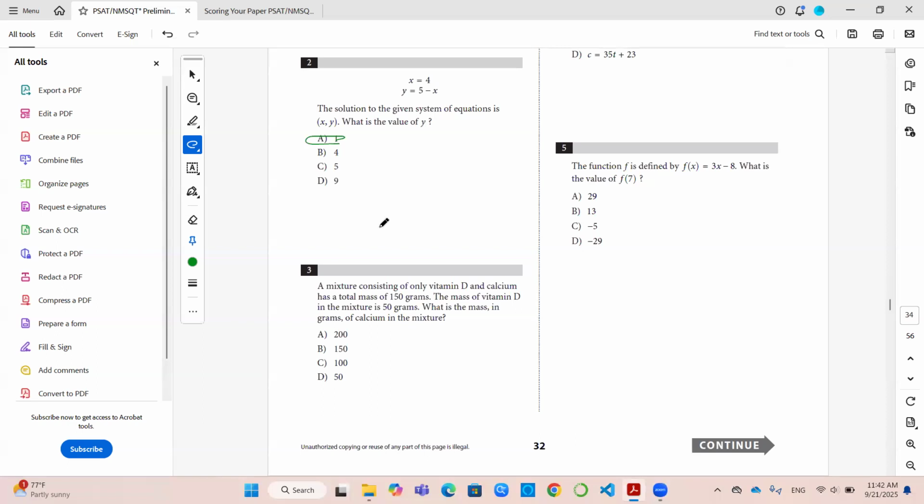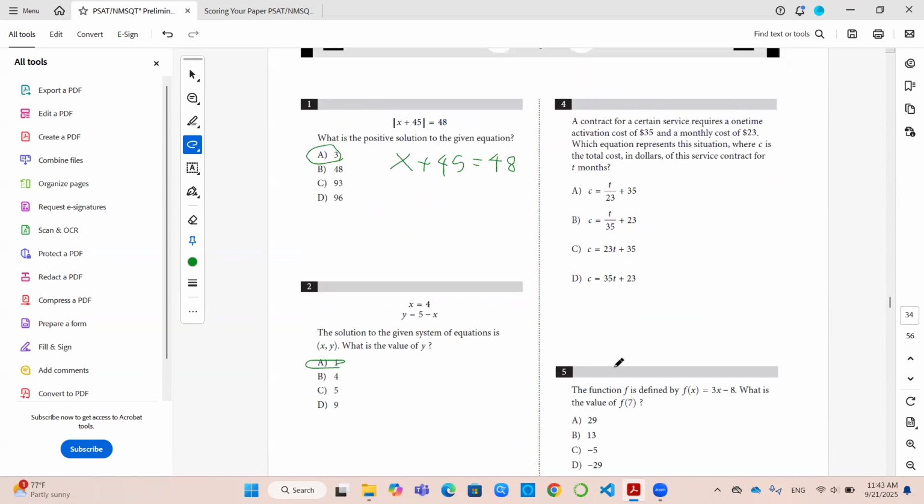A mixture consisting of only vitamin D and calcium has a total mass of 150 grams. The mass of vitamin D in the mixture is 50 grams. What is the mass in grams of calcium in the mixture? So let's write this out. D plus C is equal to 150. And we know that the mass of vitamin D is 50 grams. So 50 plus C is equal to 150. So if we solve for C, we get 100, right? So C is the correct answer.